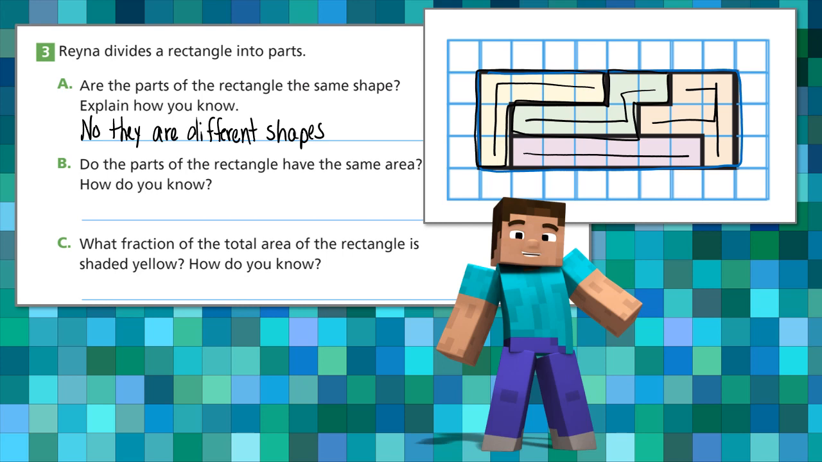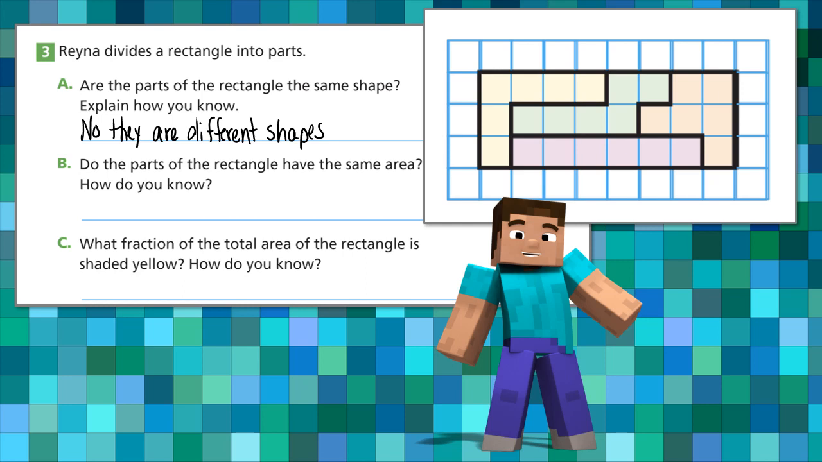So even without counting the last one, I have a shape that has 4 sides, a shape that has 6 sides, and a shape that has 8 sides. So they're definitely not the same shape. And let me erase some of this. Okay. And now let's take a look at B.